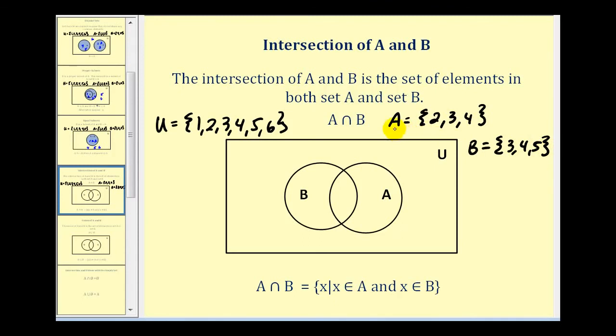We can see that sets A and B share the elements 3 and 4, so that would be in this region here. So 3 and 4 would be in this region here. And set A also contains the element 2, so there would be a 2 here. And then set B also contains the element 5, so we'd have a 5 out here. And that leaves the elements 1 and 6 in the universal set. So the intersection of A and B contains the elements 3 and 4.